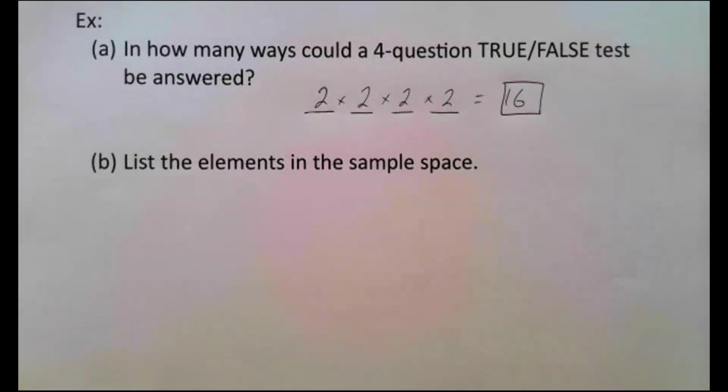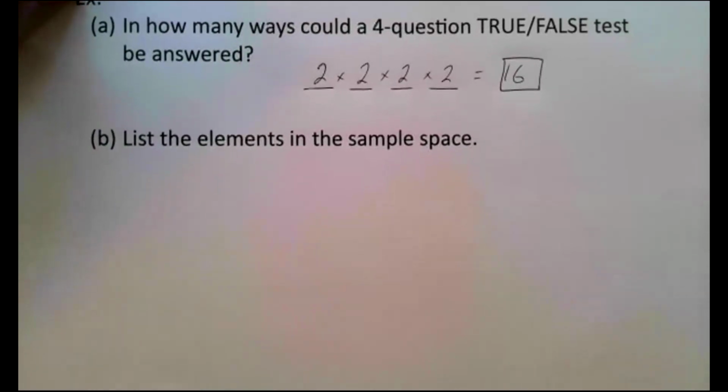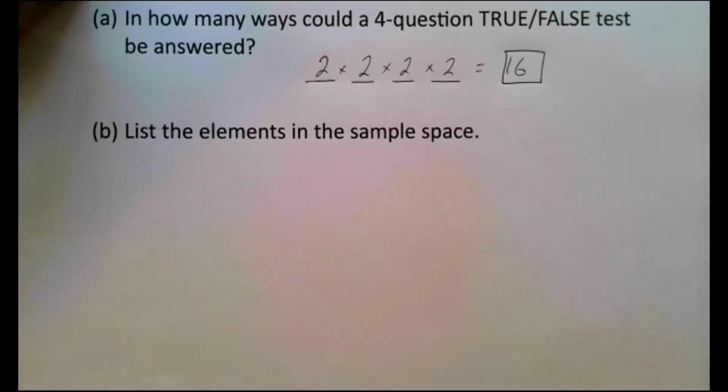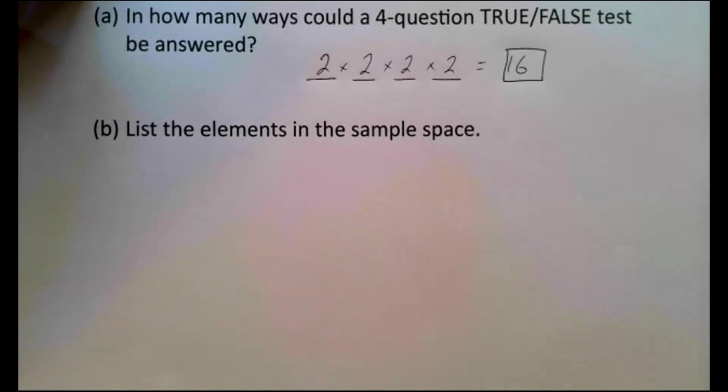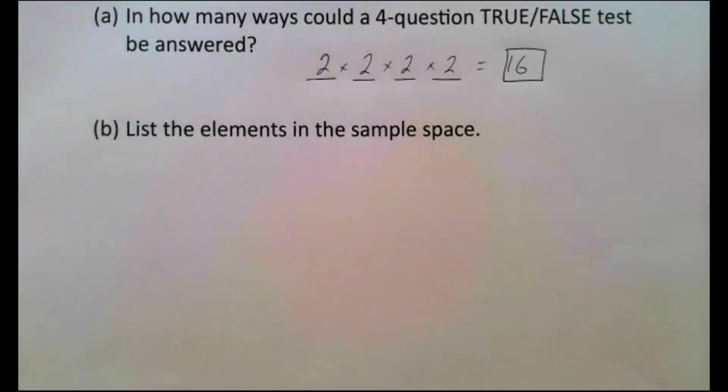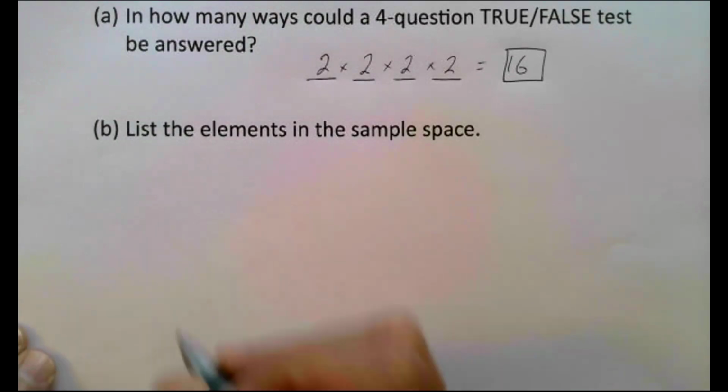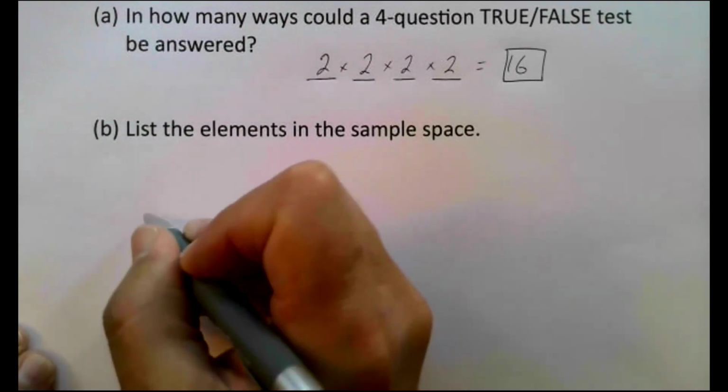So when I go to list the elements in the sample space, I'm expecting 16 elements in my sample space. We had 8 in the last question. Now we're going to have 16. So this tree diagram is going to be a little bit bigger. So I'm going to make a tree diagram. The tree diagram is not my final answer. The tree diagram helps me come up with my sample space, but it's not my final answer. So the tree diagram this time, we're going to say true and false.